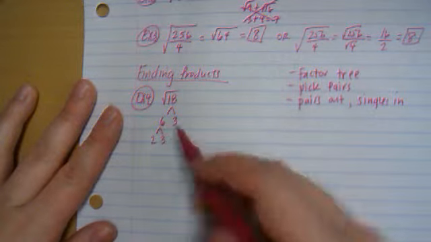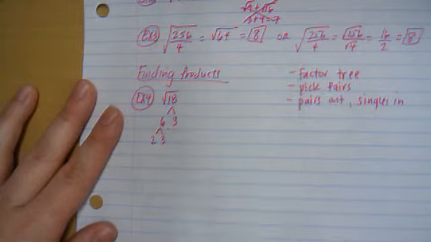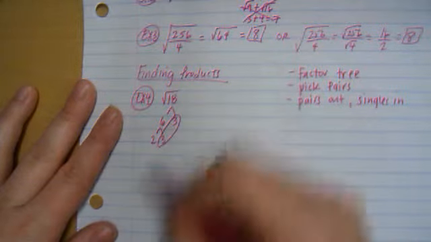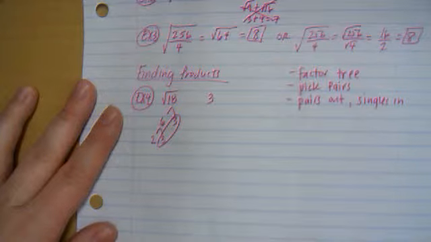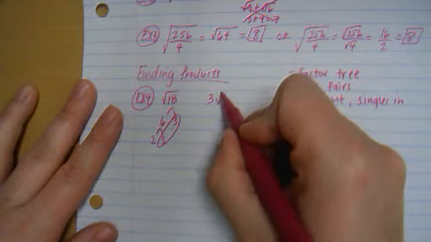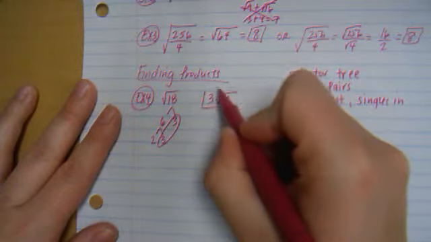Okay, so that's as far as I can go. I have 2, 3, and 3 on the end of my branches here. I'm going to circle my pair. I have one pair of 3s, so I take that 3 out, because it's only one pair. My single stays in, so the 2 stays in. So this would be your answer.